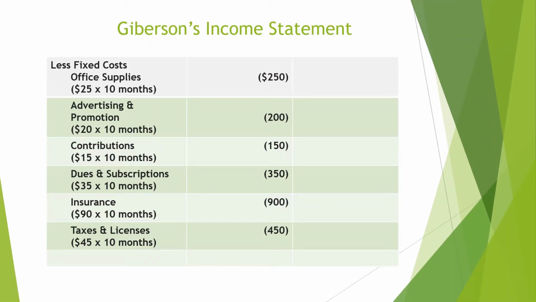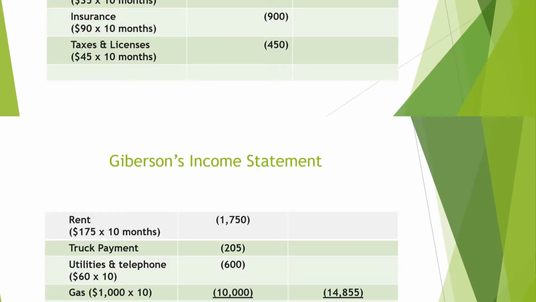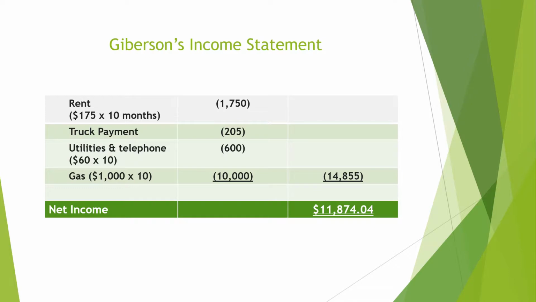Listed are the fixed costs: office supplies, advertising, contributions, dues and subscriptions, insurance, taxes, and licenses. The list of fixed costs continues with rent, truck payment, utilities, and gas for the total fixed cost of $14,855, leaving a net income of $11,874 with 4 cents for Mr. Giberson.